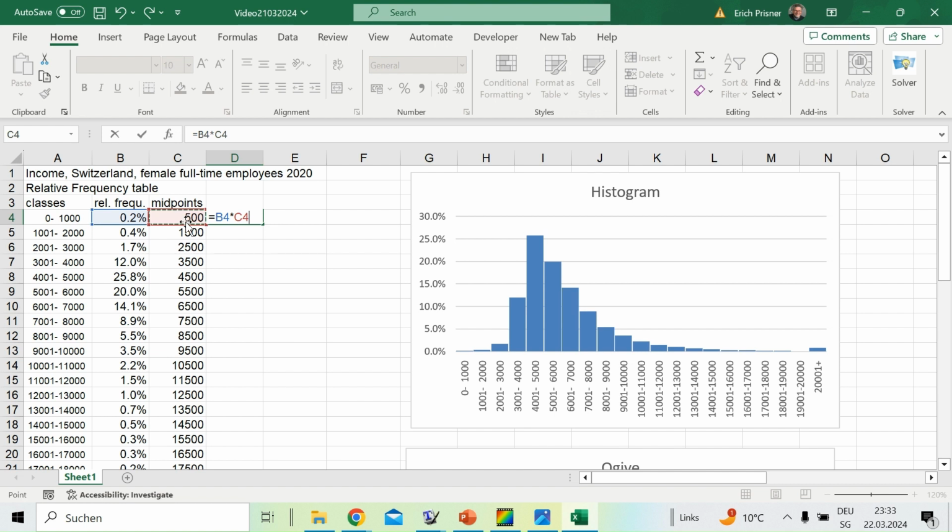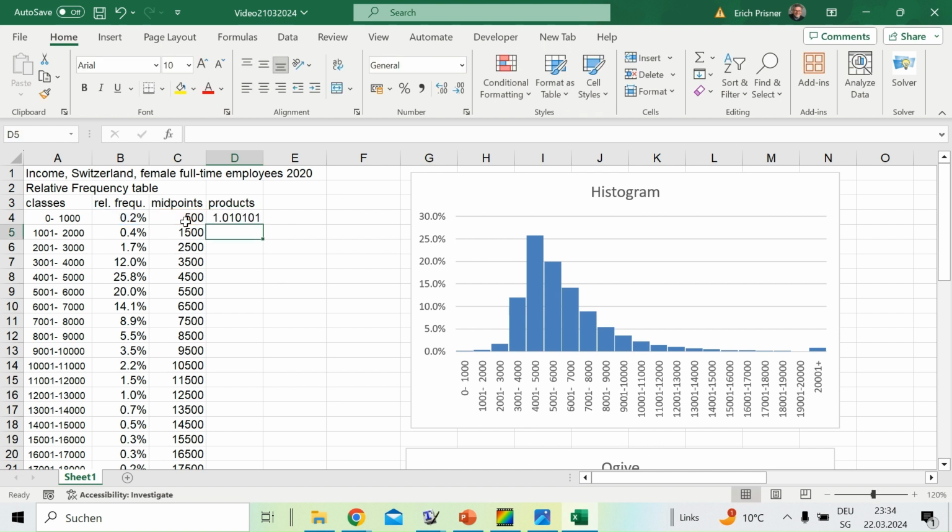And remember, the weighted average is a sum of the products of relative frequency and midpoint. So what we do is we do all these products in this column, and eventually we do the sum of this column. So very simple. This is my first one. 1 point, funny number, 1.010101. And again, I don't repeat this formula. I don't type it in again. I can just put it down.